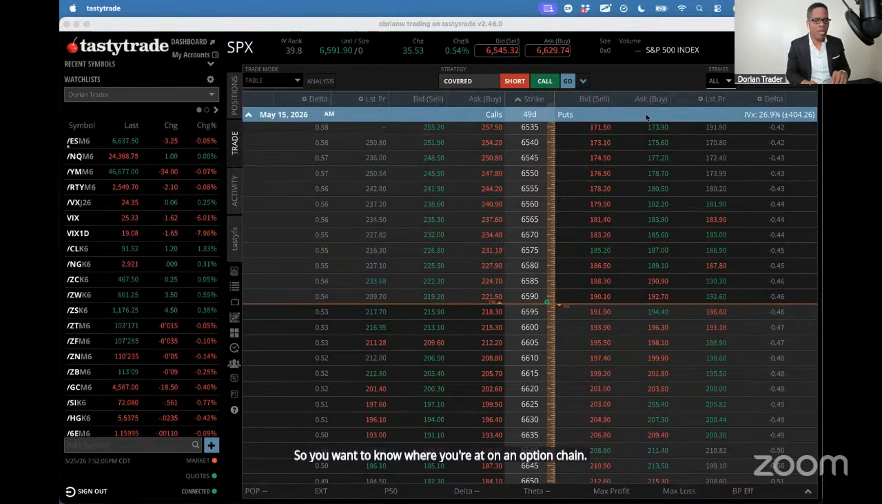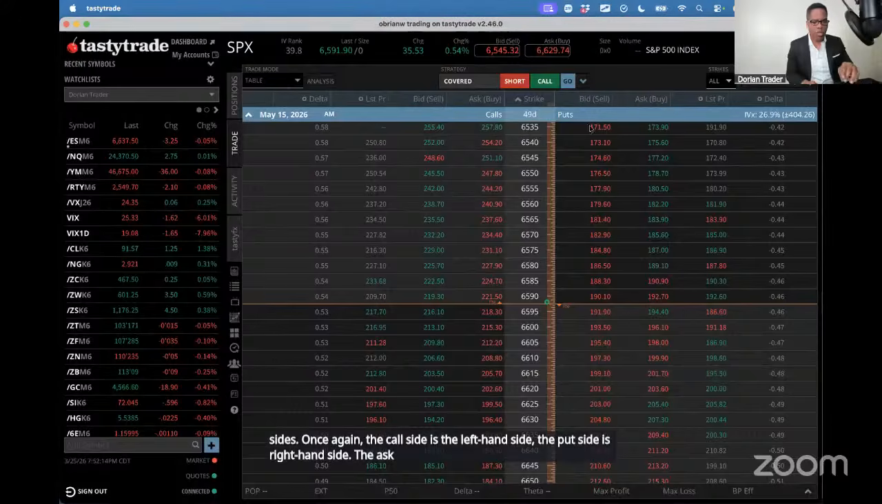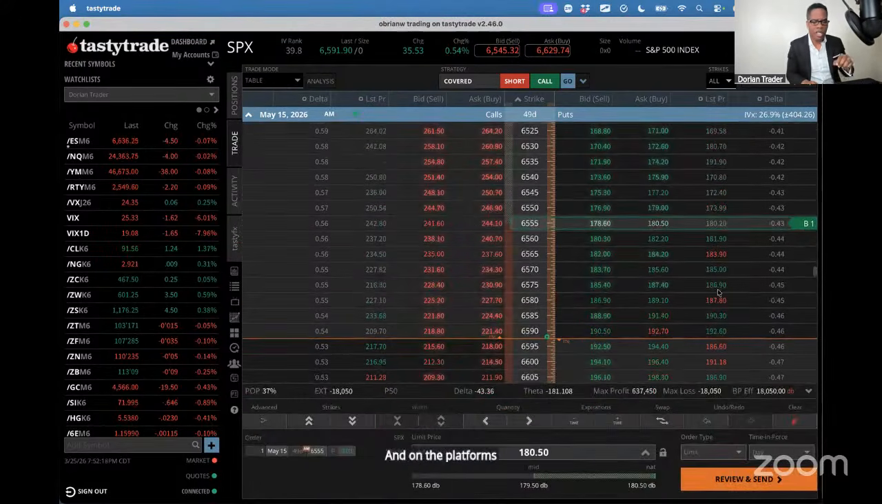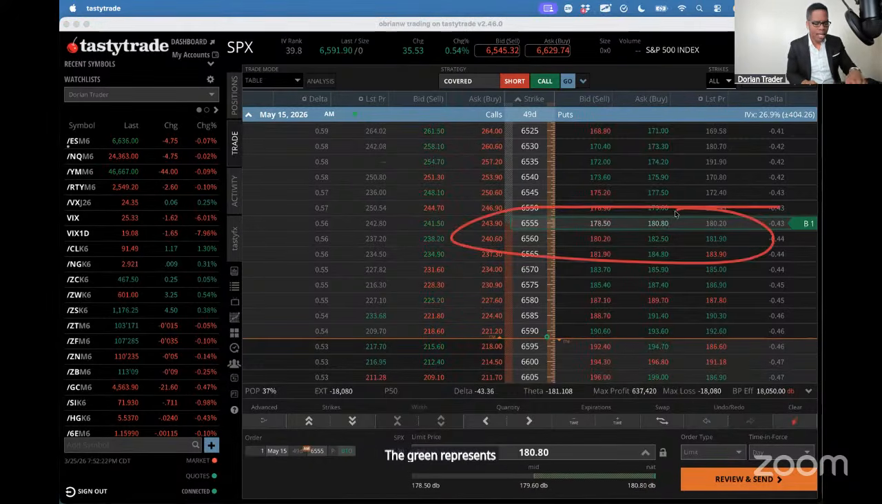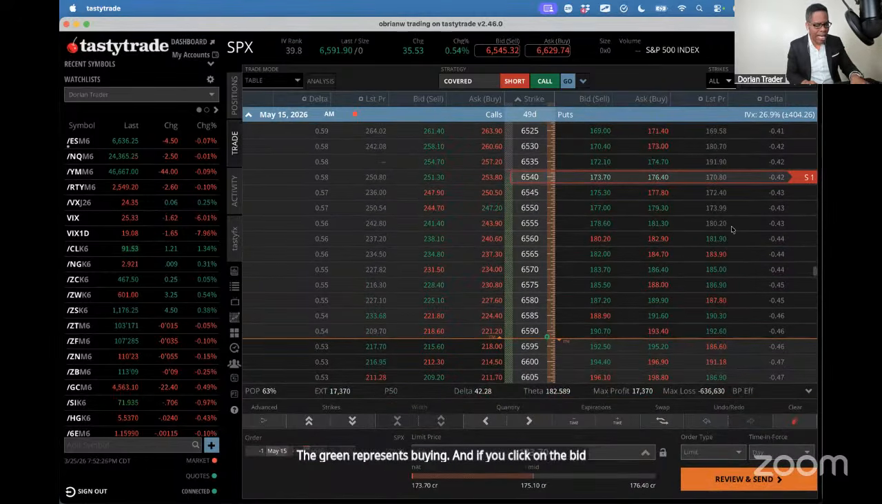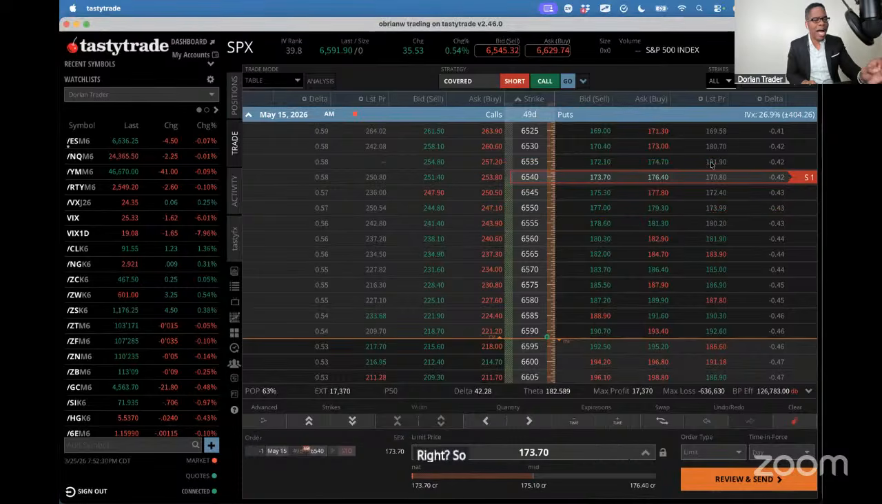Also on an option chain, you want to know the ask and the bid, which is on both sides. Once again, the call side is the left-hand side, the put side is the right-hand side. The ask is where you buy at. And on the platforms we recommend almost 100% of the time, the green represents buying. And if you click on the bid, that represents selling. And almost 100% of the time, that's red. Right? So we're going to be buying and selling puts today.